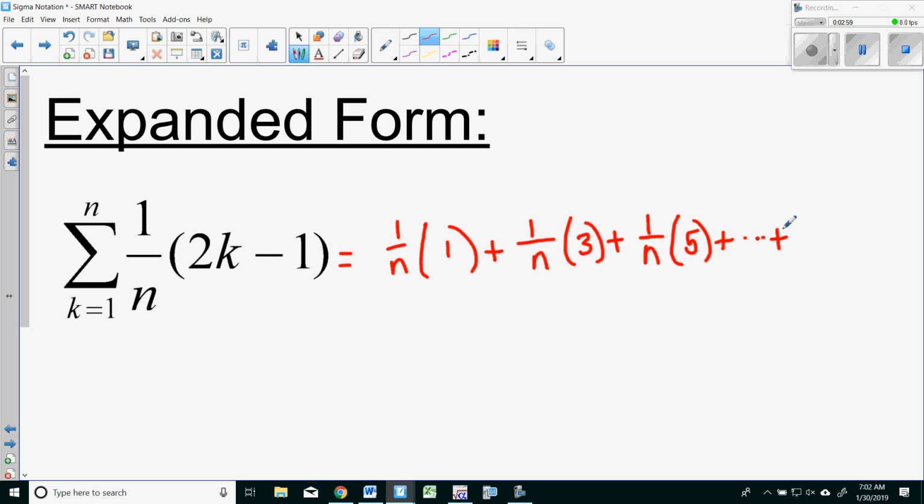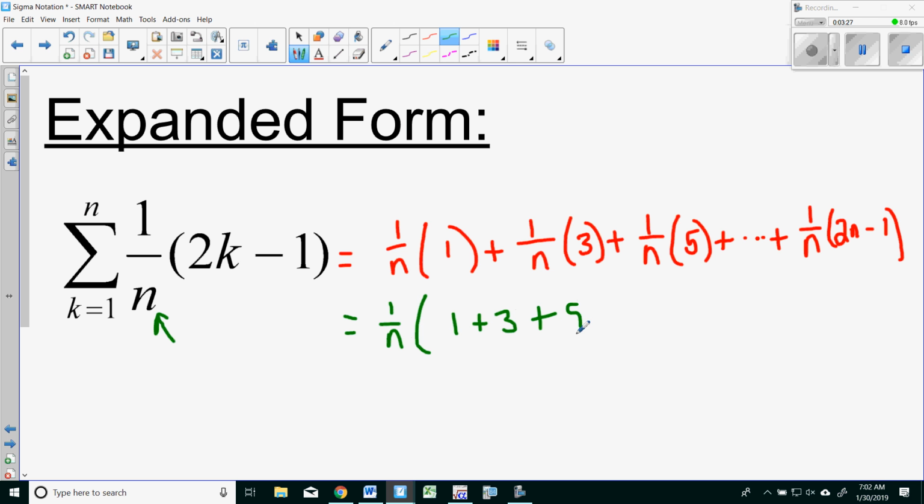When I put n in, I have 1 over n times 2n minus 1. And I want you to notice as we do this that this n here doesn't change. So as we look at our series there, really I could pull out the 1 over n and have just 1 plus 3 plus 5 plus ... to the 2n minus 1.